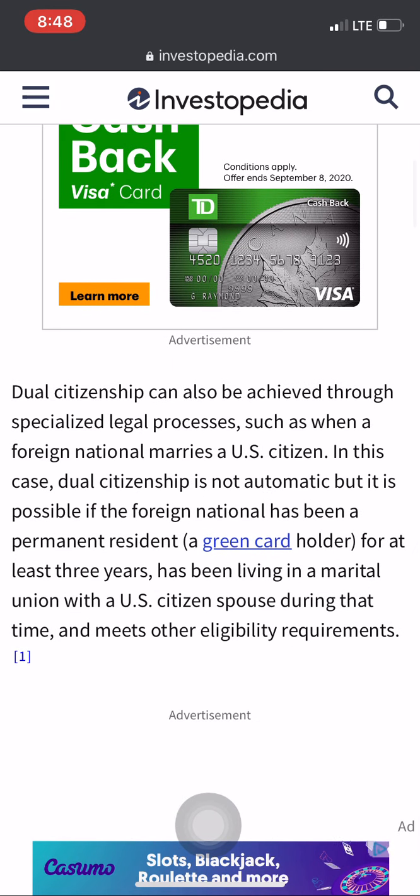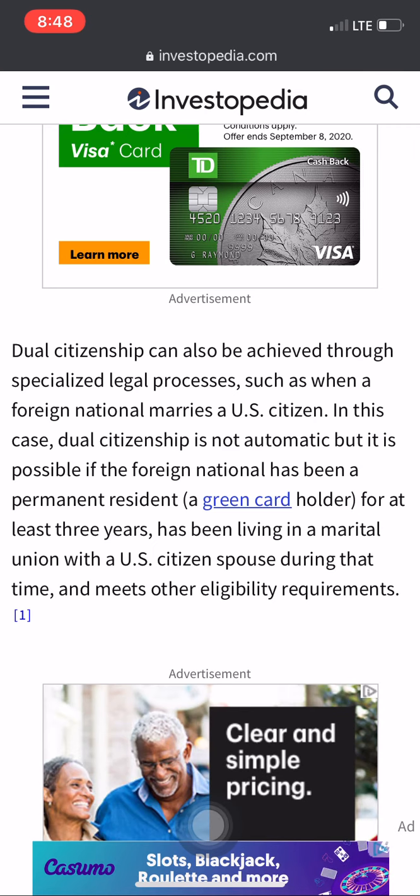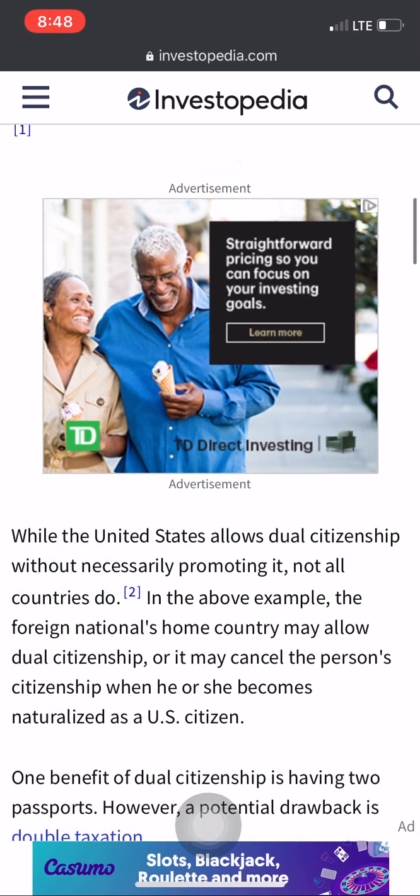Dual citizenship can also be achieved through specialized legal processes, such as when a foreign national marries a US citizen. In this case, dual citizenship is not automatic, but it is possible if the foreign national has been a permanent resident, a green card holder, for at least 3 years, has been living in a marital union with a US citizen spouse during that time, and meets other eligibility requirements.